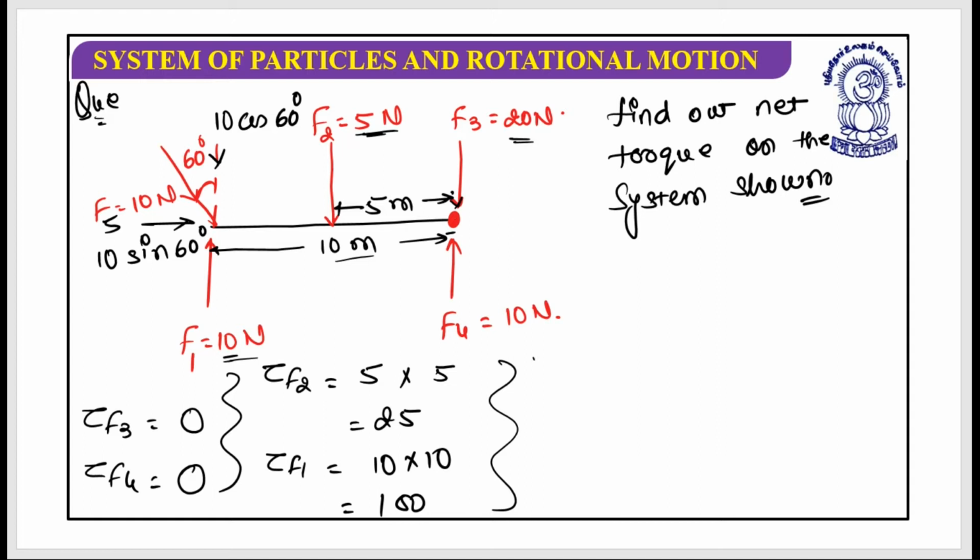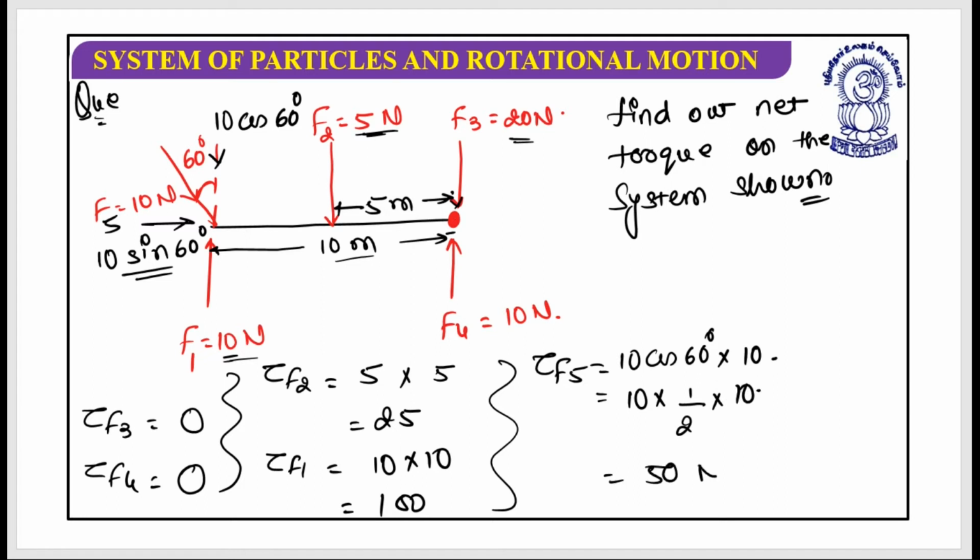So the torque due to Fy is equal to 10 cos 60 multiplied by distance, and the distance is 10 meter. Torque due to 10 sine 60 would be 0. So 10 cos 60 is half, multiplied by 10, which is 100 by 2. This is 50 Newton meter. I hope this is clear.